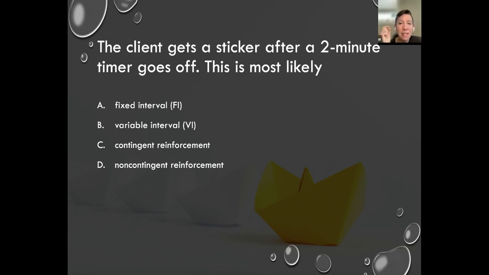And here's why. And this is the tricky thing about interval schedules. People always think of an interval schedule as the person getting the thing right when the timer goes off, and that's not it. It's the first response after the timer goes off. So if somebody gets a sticker after a 2-minute timer goes off, that's non contingent reinforcement, which means they're getting a sticker just on a schedule. There is no contingency in place there.